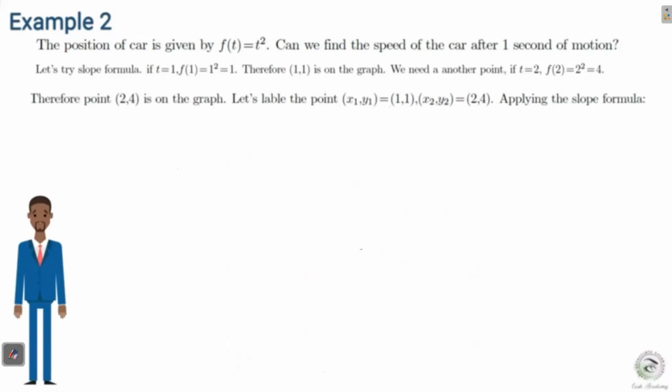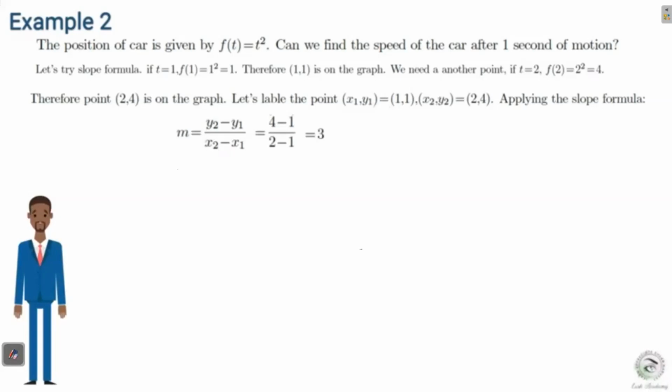Let's label the points: (x1, y1) equals (1, 1), (x2, y2) equals (2, 4). Applying the slope formula, the slope m is equal to the difference of y coordinates, y2 minus y1, divided by the difference of x coordinates, x2 minus x1. Let's plug in the values. y2 is 4, y1 is 1, x2 is 2, and x1 is 1. By simplifying we get a slope of 3.